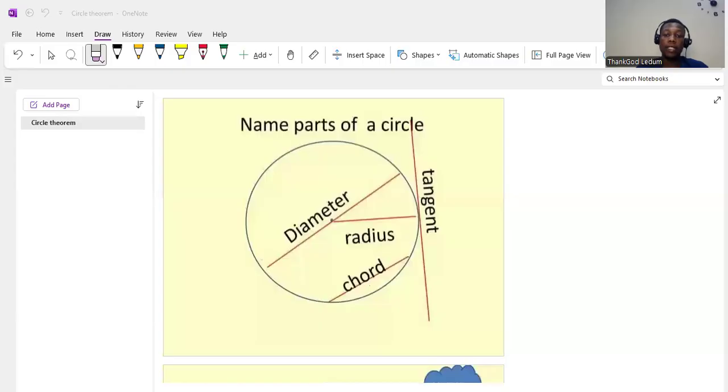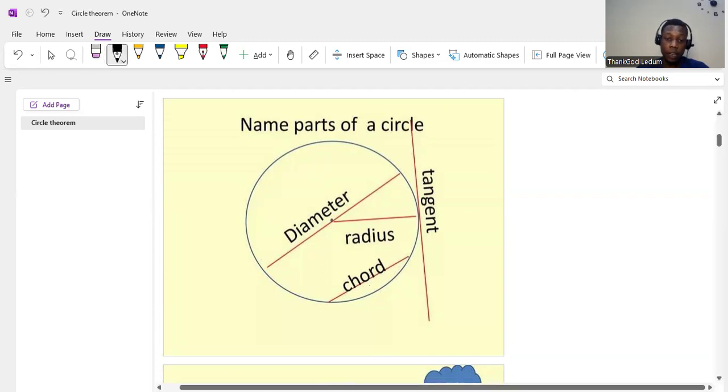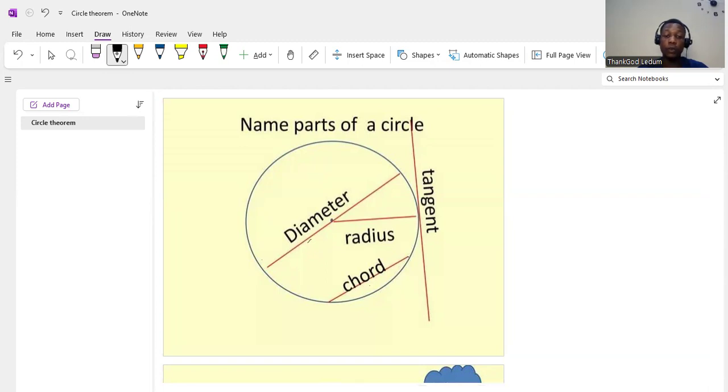Okay. So the very first thing we have here is parts of a circle. The first thing we have here is the diameter of a circle. If you look closely, you see a diameter of a circle over there. You see diameter of a circle here. So every line that cuts a circle into two equal halves is what we refer to as diameter. As you can see, this line is cutting the circle into two equal halves. This is the line. So it's actually called a diameter.